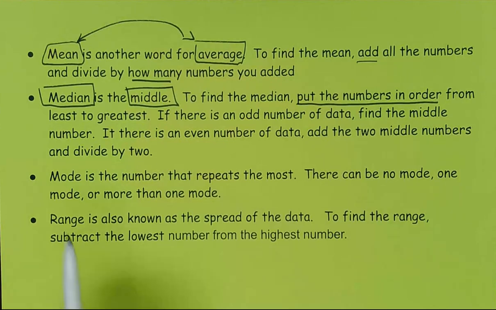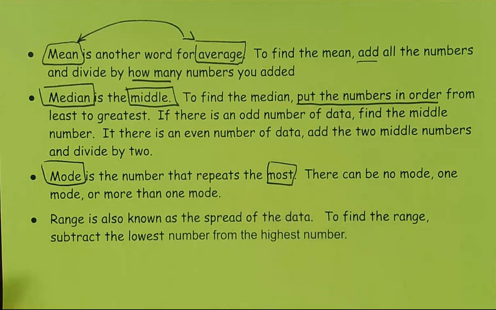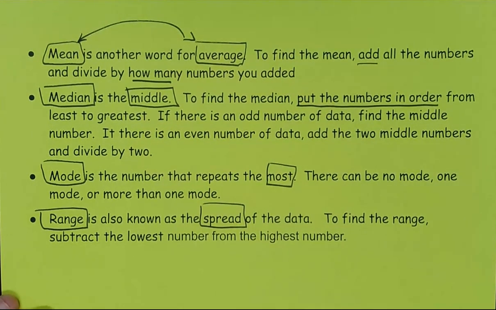The third thing, the mode, is the most. It's the number that repeats the most often. It's not the highest number, it's the most frequent number in the data. And you could have no mode if there are no repeats. You can have one mode, you can have more than one mode. And the last one, the range, also known as the spread. To find that, you take the highest number and subtract the lowest number. So the highest minus the lowest for finding the range.